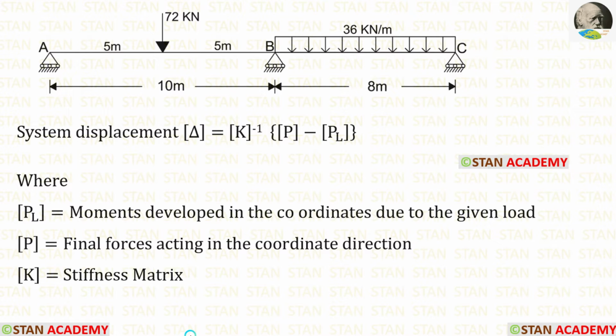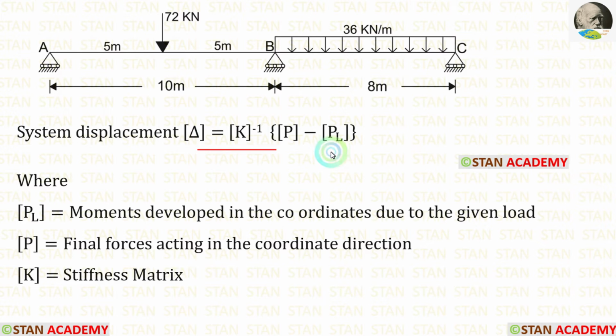Now let's see the formula to calculate the slope values. System displacement delta matrix is equal to K matrix inverse into P matrix minus PL matrix, where PL matrix is equal to moments developed in the coordinates due to the given load. P matrix is equal to final forces acting in the coordinate direction. K matrix is equal to stiffness matrix.